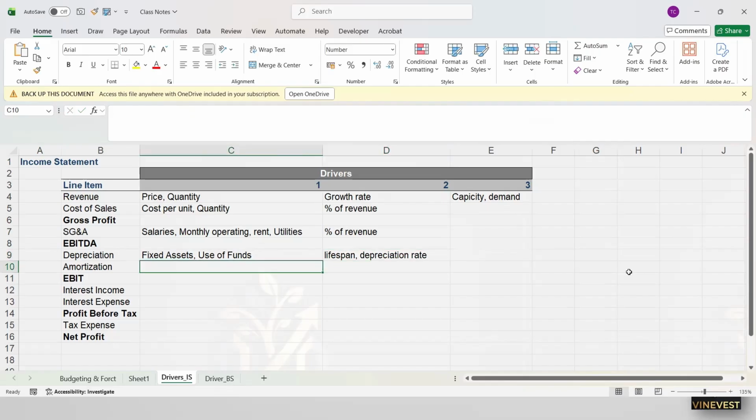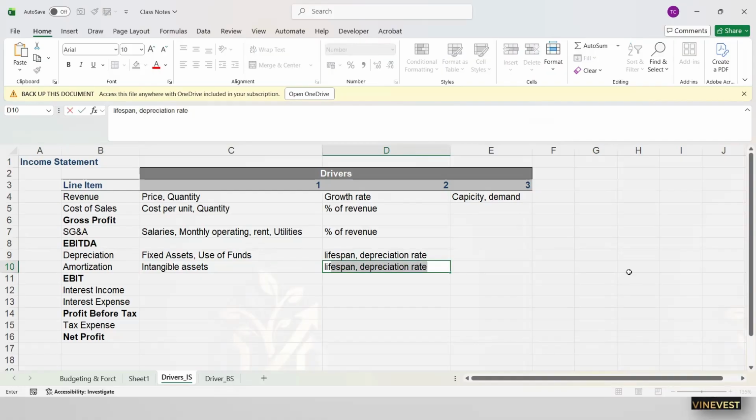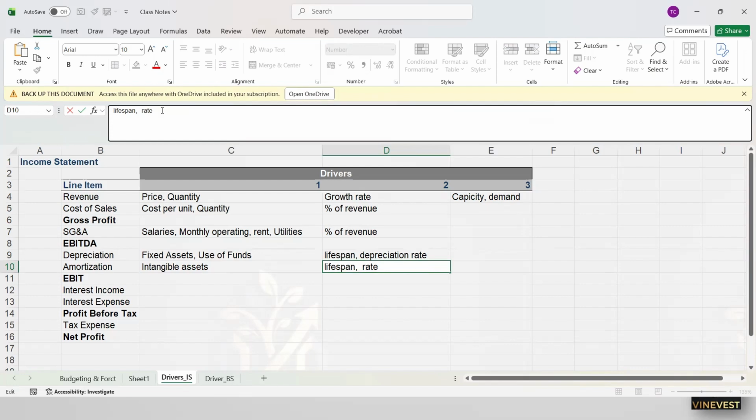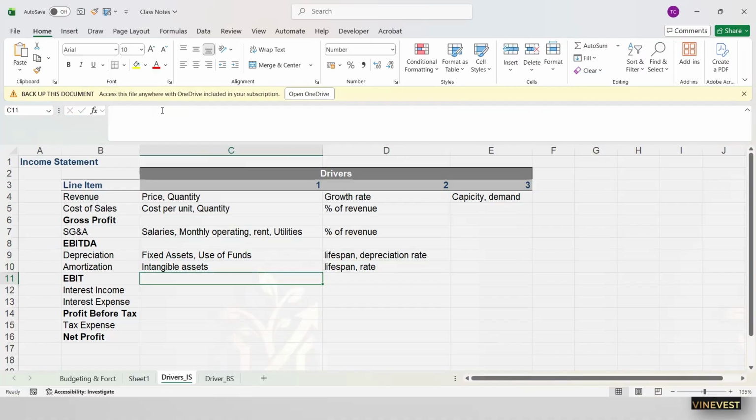Amortization is just like depreciation, but in this case, it applies to intangible assets. So you need to know what are your intangible assets. Then you also need to know the lifespan of the particular intangible asset, and you need to know the rate you want to apply to the amortization, right? So EBIT, earnings before interest and tax, is gotten when you subtract depreciation and amortization from EBITDA.